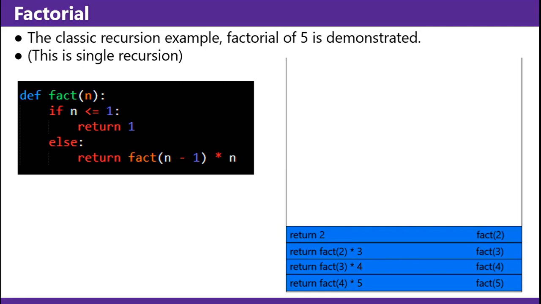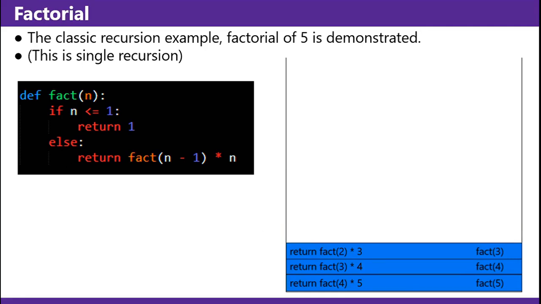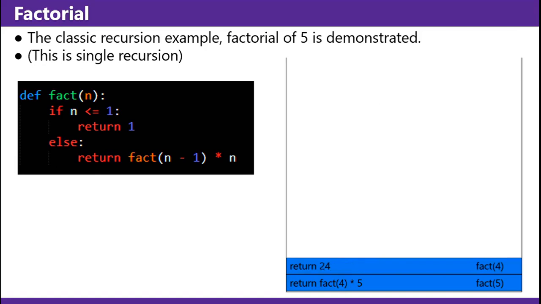Return 2. You hand that answer back to the previous call. You return 6. You hand that answer back to the previous call. You return 6 times 4, 24. You return that answer back to the previous call. And factorial of 5 ends up equaling 120.